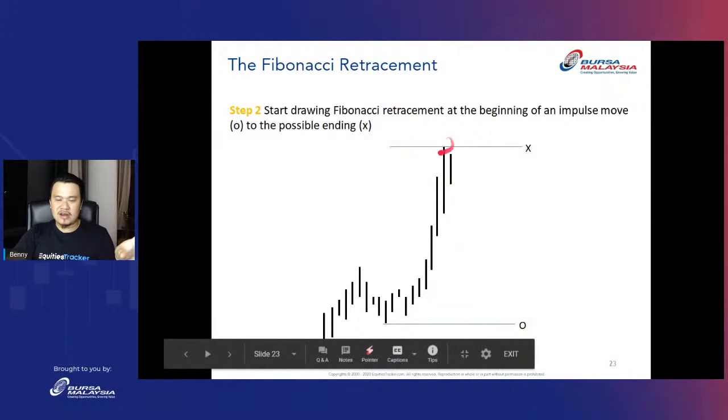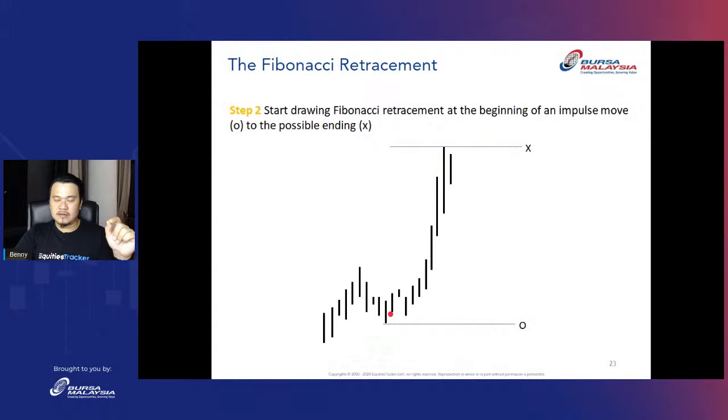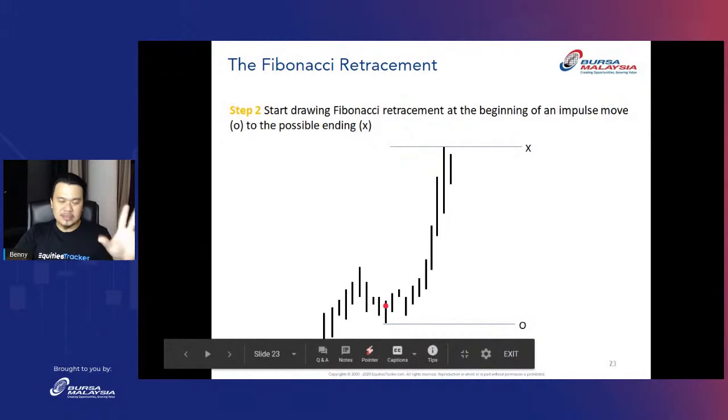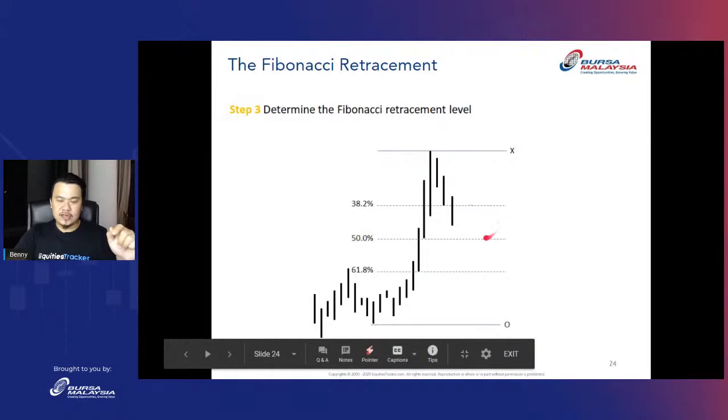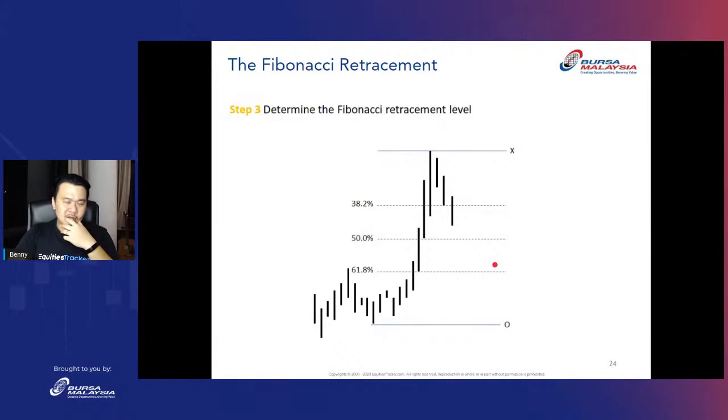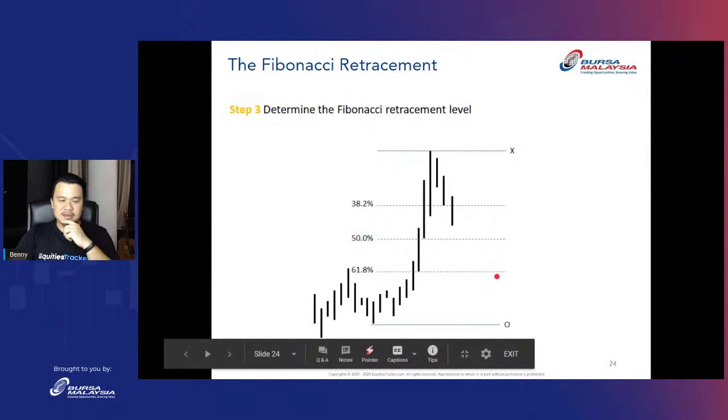So let's say I plot here. Let's say this is the current high, and this is the bottom, the beginning of a trend. So now I start using the Fibonacci retracement indicator or tool. Draw from here up to here, and once you establish that, you will get these three levels. All of these are automatically drawn: 38.2, 50%, and 61.8%.